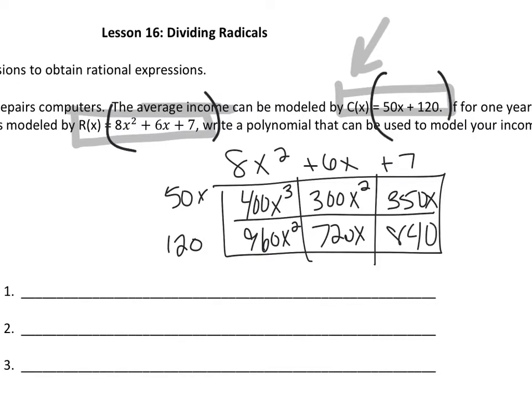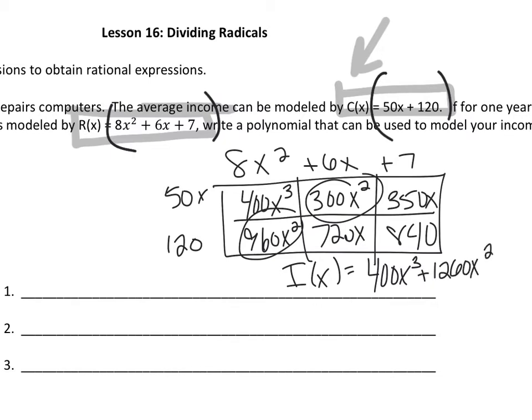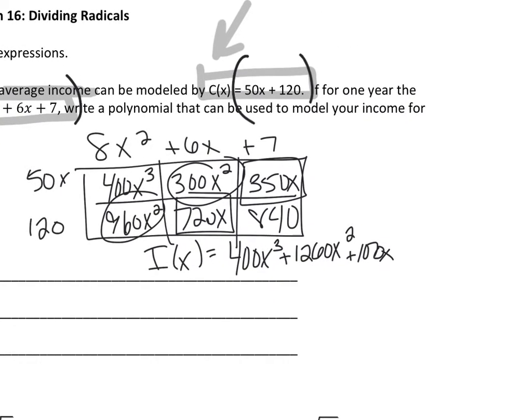Okay, so I'm going to write a polynomial that represents my income for the year. So I'll just say income of x equals, there's no other x to the third, so I'll keep that. But there are x squareds. These guys would combine to 1,260x squared. 720x and 350x, that'll combine to 1070x. And then 840. There you go. Okay, now let's get into dividing radicals.